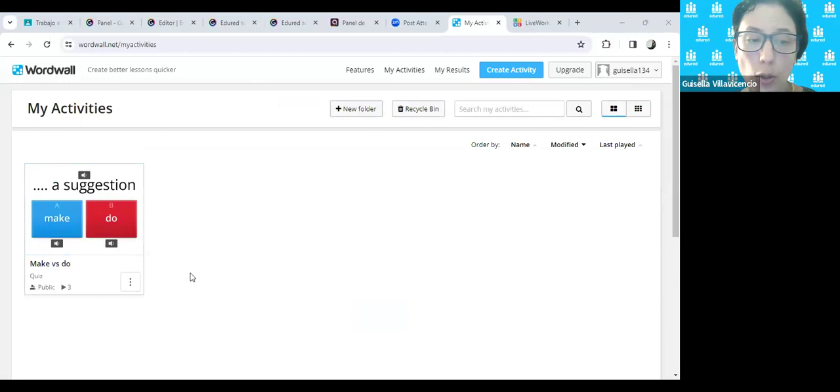Wordwall es más que todo para actividades como juego, porque tiene como jueguitos de repaso, review, de recycling también, right? Al finalizar un tema. Mucho ayuda Wordwall para vocabulario. Hay varios estudios, he encontrado muchos artículos de profesores que han hecho investigaciones de Wordwall para uso de vocabulario. Pero para evaluación mejor está Live Worksheets.